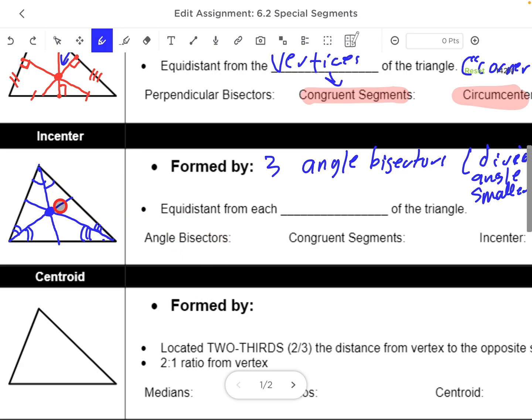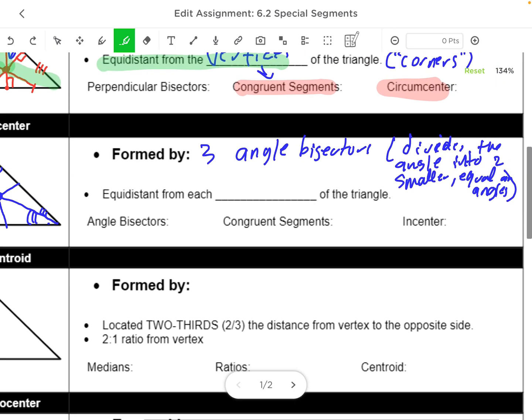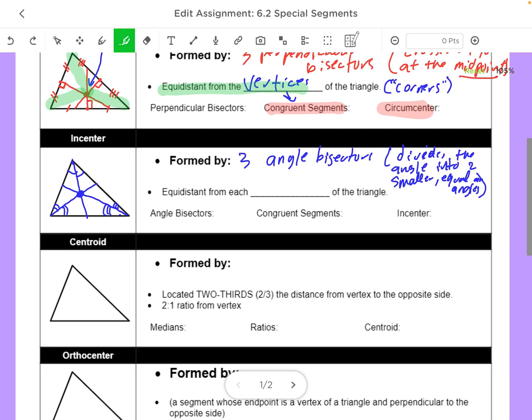So on this one, these angle bisectors, let me do this to help us out. On the circumcenter, we said that it's equidistant from the vertices. So here to here to here is all equal. So that's equidistant from the vertices. Now on this one, this is equidistant from each of the sides. So these are equal on this. So it's equidistant from the sides of the triangle.